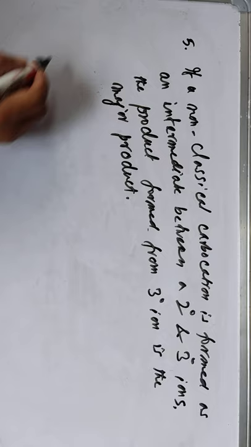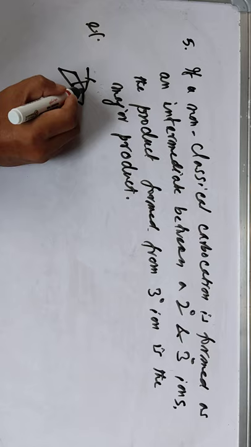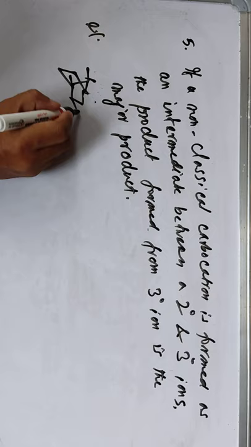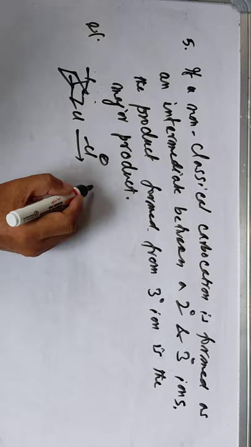So for example, I'm giving here, let's say this compound. Okay, this is chloride here, and when it leaves, we get a carbocation.